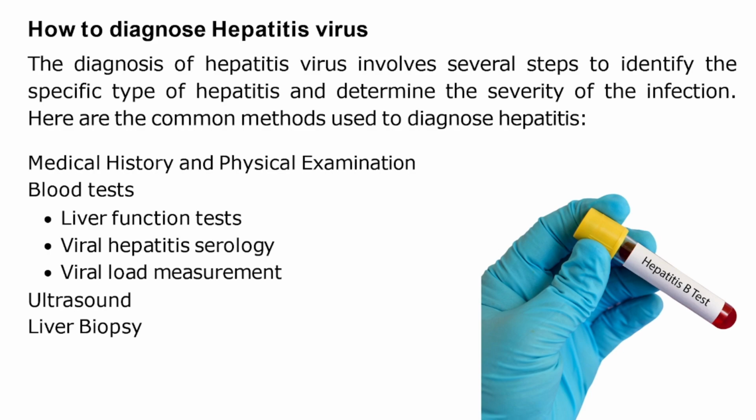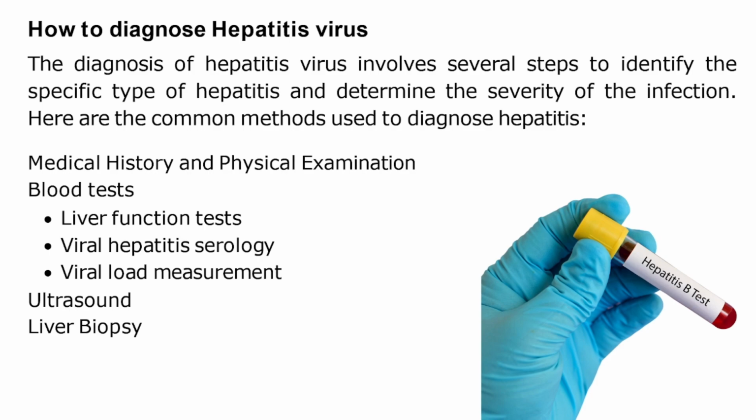viral hepatitis serology. The viral hepatitis serology is a group of blood tests which are used to diagnose and identify the antibodies and antigens associated with the different types of viral hepatitis infection. In the viral hepatitis serology, various types of antigens and antibodies are involved. This test helps the healthcare provider to diagnose and differentiate between the various hepatitis viruses and assess a person's immune response to the infection. So in the viral hepatitis serology, we are also going to detect the immune response of the patient.